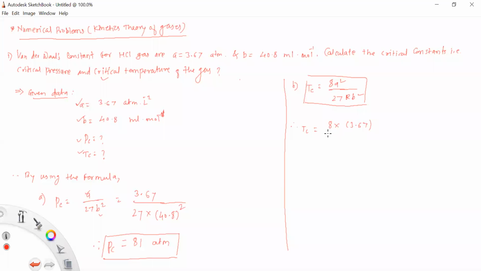3.67 upon 27 into R, the value of R being 0.0821, into b, that is 40.8. So one digit comes, that is 0.408. Okay, so these are the values we put here.